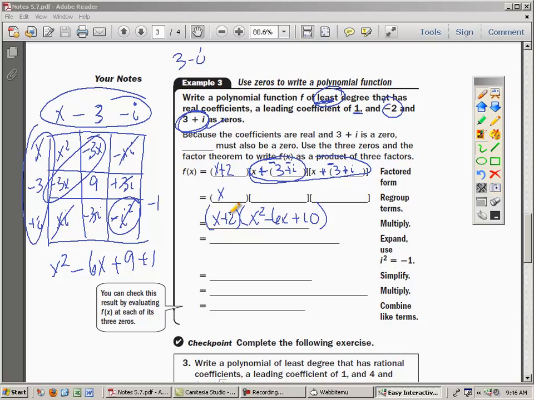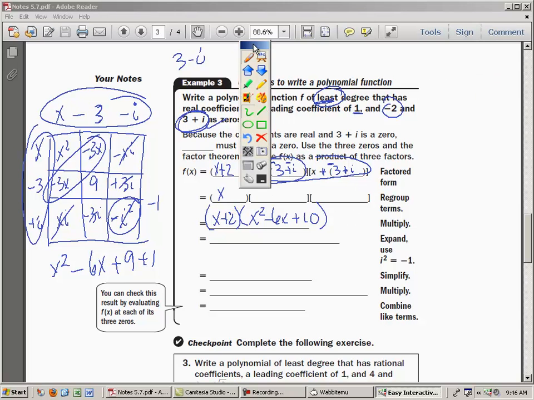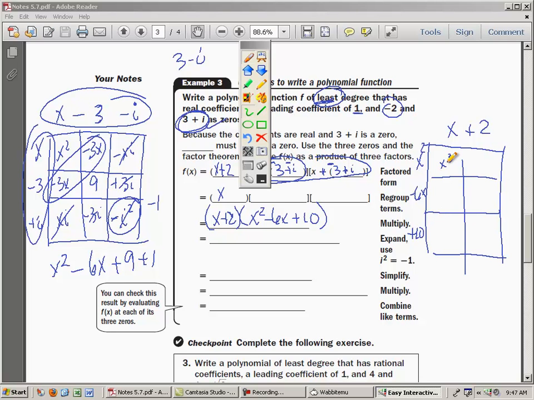All right, now I'm running out of paper here, so I'm going to go over to the other side. Now I have to multiply a binomial times a trinomial, and this is just Punnett squares again. This is x plus 2, this is x squared minus 6x and plus 10. This is x to the third, 2x to the second, this is negative 6x squared, this is negative 12x, this is 10x, and this is 20. Now, as a result of foiling that, this becomes x to the third minus 4x squared minus 2x plus 20.